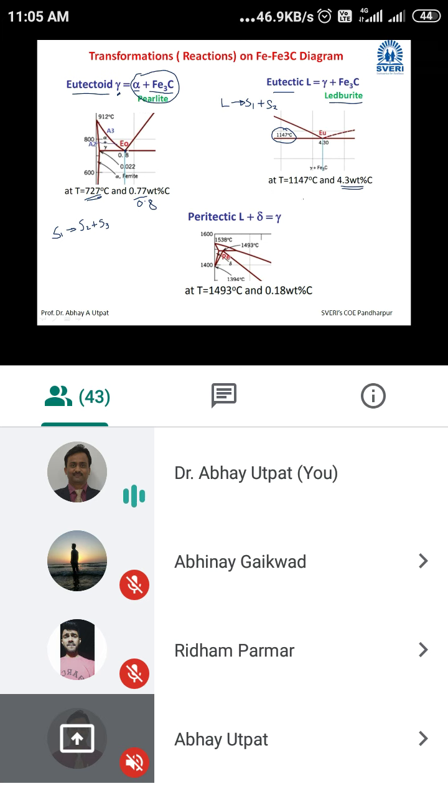Remember one statement and write it somewhere. Steel is never eutectic, because beyond 2% there is no steel. So there is no question of a eutectic reaction in steel. And cast iron is never eutectoid. There is no question of eutectoid, because cast iron starts from 2% and above. So steel is eutectoid and cast iron is eutectic. Remember this.